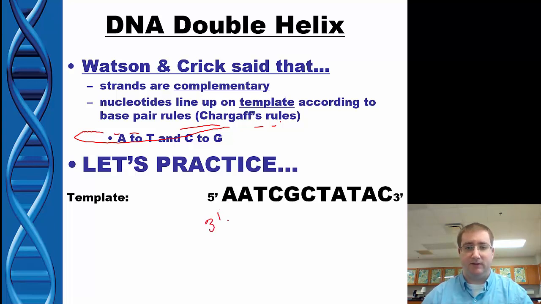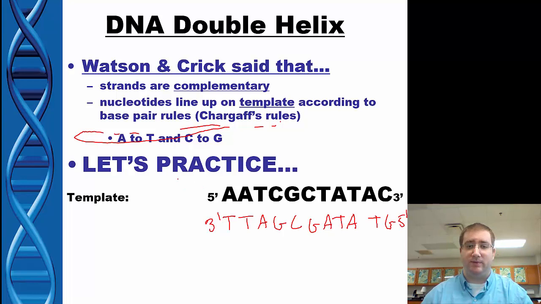because they're opposite, you would need a thymine because A goes to T, adenine to thymine, thymine to adenine, cytosine to guanine, guanine to cytosine, cytosine to guanine, thymine to adenine, adenine to thymine, thymine to adenine, adenine to thymine, and then finally cytosine to guanine, and then that's your 5' end.